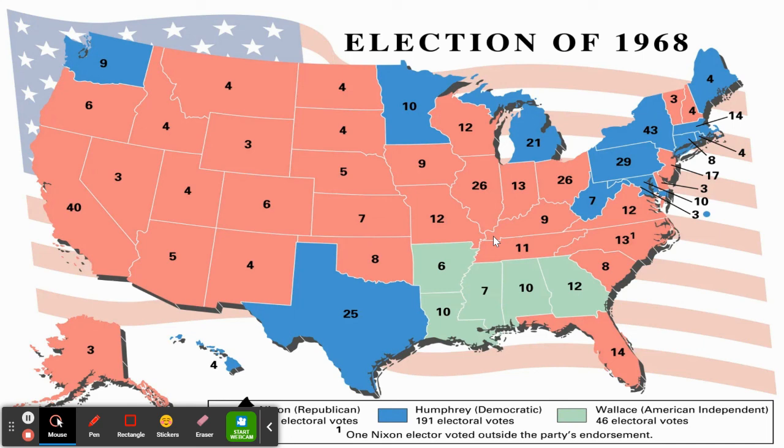So we talked about three compromises. The Connecticut Compromise, also known as the Great Compromise. The Three-Fifths Compromise, and then the Electoral College. Those are the three compromises that came out of the Constitutional Convention and ultimately led to the creation of the United States Constitution that we still have today.